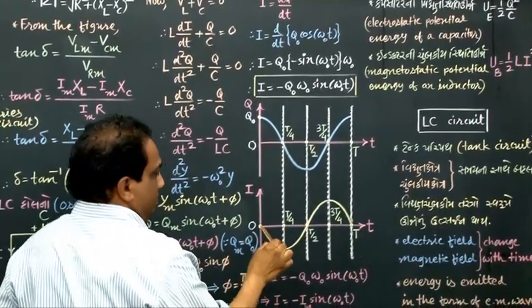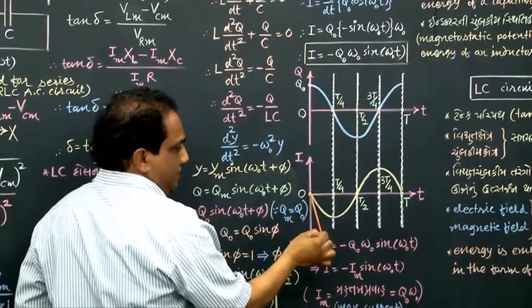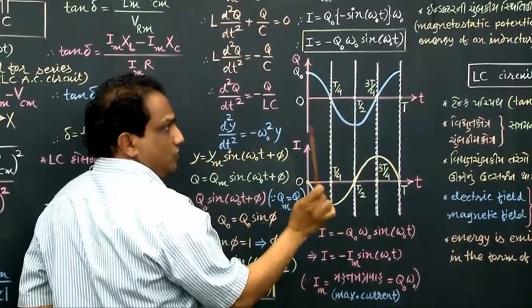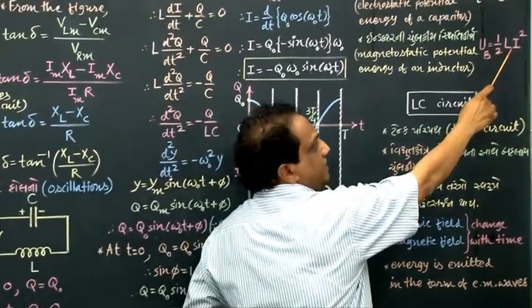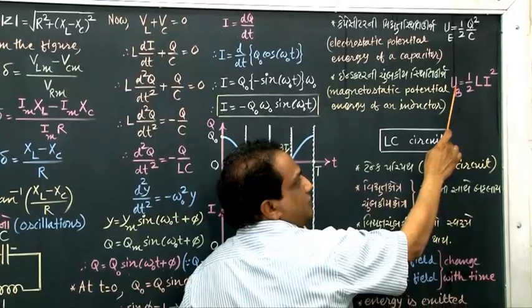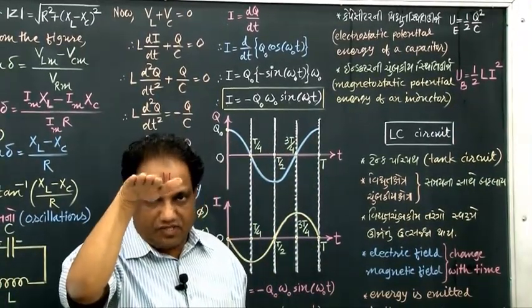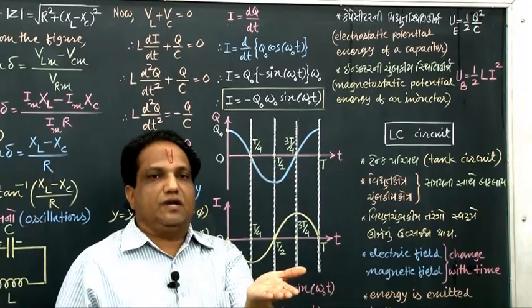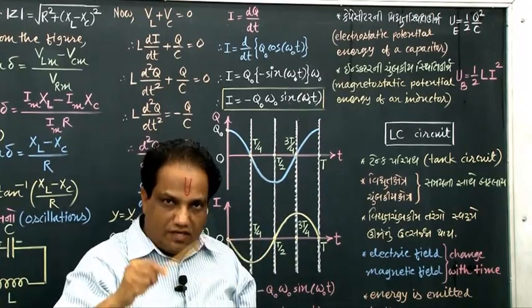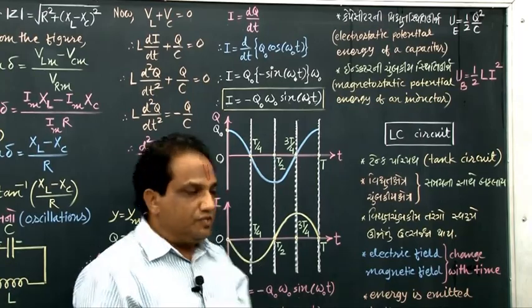But in the same time interval, you can see the current is increasing. When the current through the inductor is increasing, naturally the magnetostatic potential energy will increase. So when the energy in the capacitor decreases, the energy in the inductor increases. In the next equal time interval, what happens?